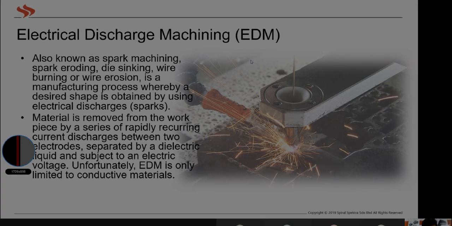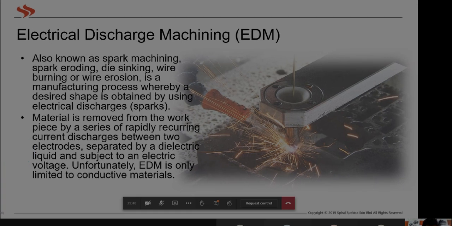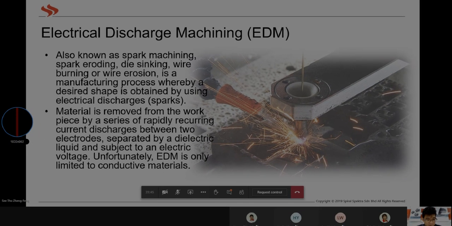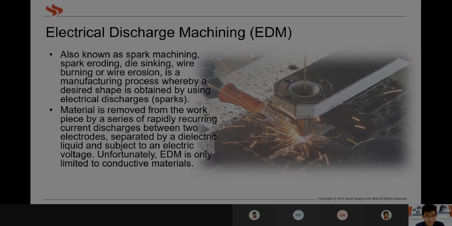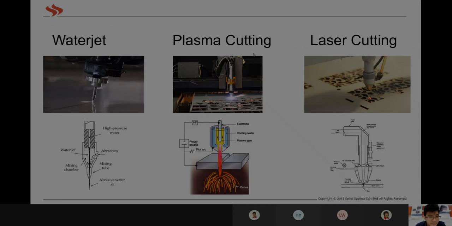We have electrical discharge machining, EDM, also known as spark machining or spark eroding. What it basically does is that material is removed from the workpiece a little at a time by a series of rapidly recurring electrical discharges between two electrodes separated by a dielectric liquid and subjected to electrical voltage. This method is very effective, but unfortunately it is limited to certain conductive materials only, so still quite limited. Basically all is still the same, just that applications are different, so we won't go too deep in there.